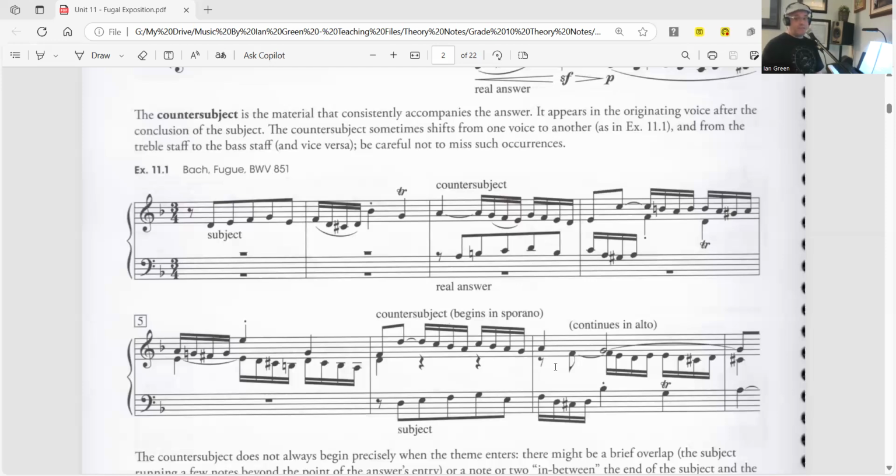But the counter subject is very much an integral part of the musical detective work that we have to do when analyzing his music. The counter subject can also be flexible in the sense that it can be used anywhere that is not in the same voice as the subject. So let's say the subject is in the bass. We can't have a counter subject in the bass as well. It has to be somewhere else.